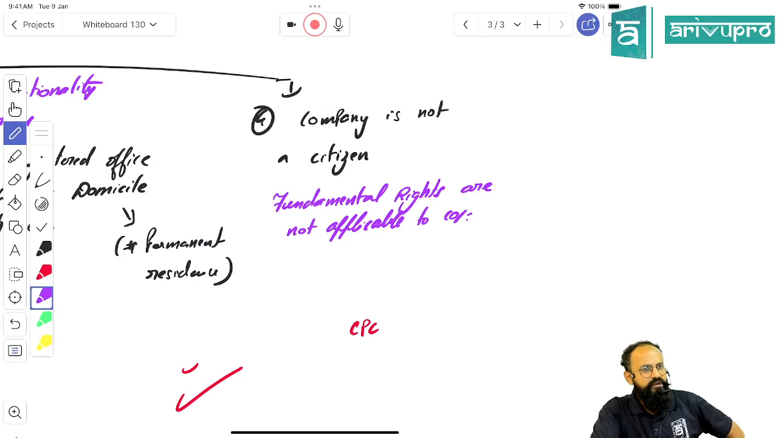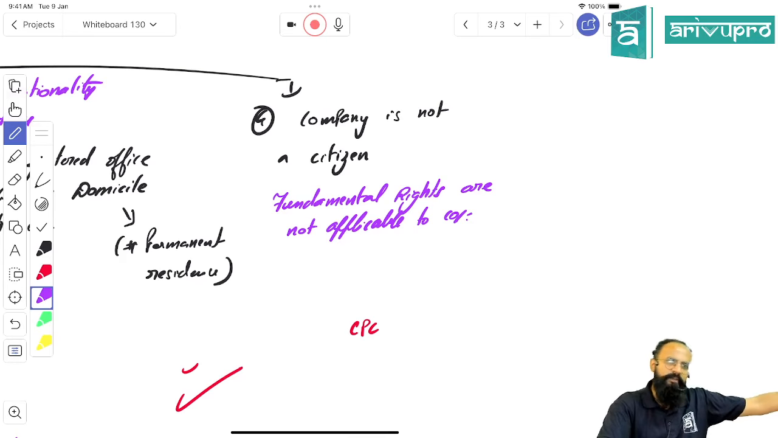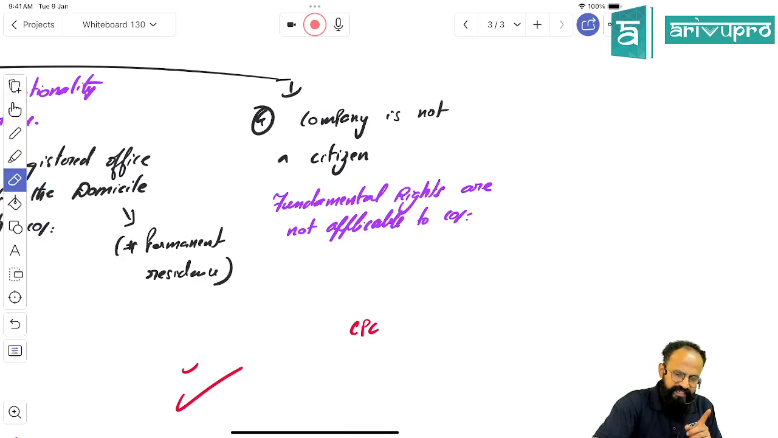So company cannot be considered as a citizen. Company has residency, company has nationality, but company does not have citizenship. As a law of the land, you have so many fundamental rights, but those cannot be enjoyed by a company. However, this rule has one exception. What is that exception, sir? Write down that exception.